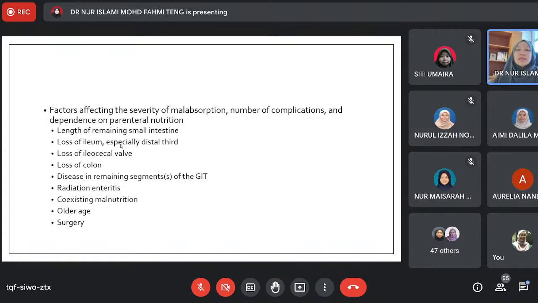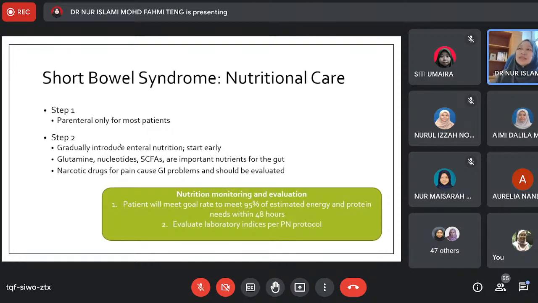So factors affecting the severity of malabsorption, number of complications and dependence on parenteral nutrition, including this list lah. Okay. So what is the nutritional care for those with short bowel syndrome? Step one usually is parenteral only for most of the patients. Maksudnya after surgery, immediately post-operative, patient will receive parenteral nutrition.